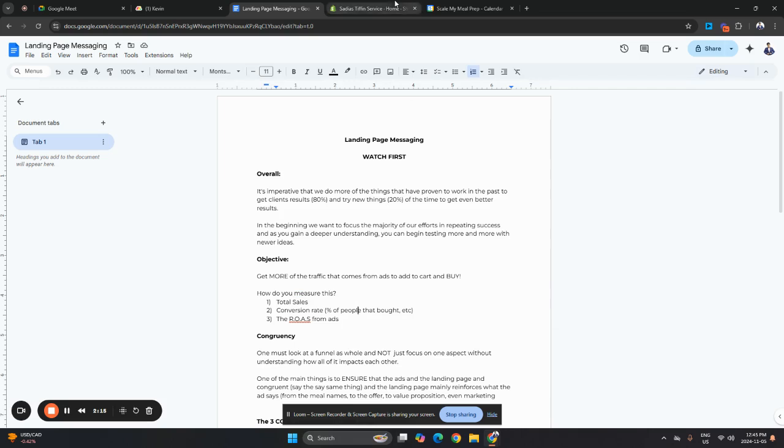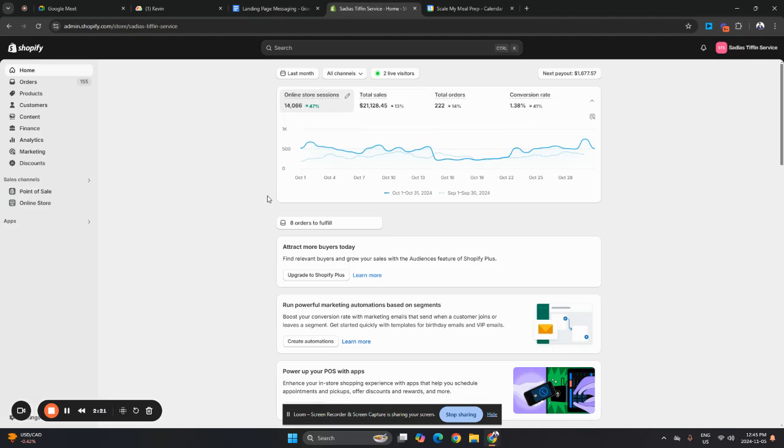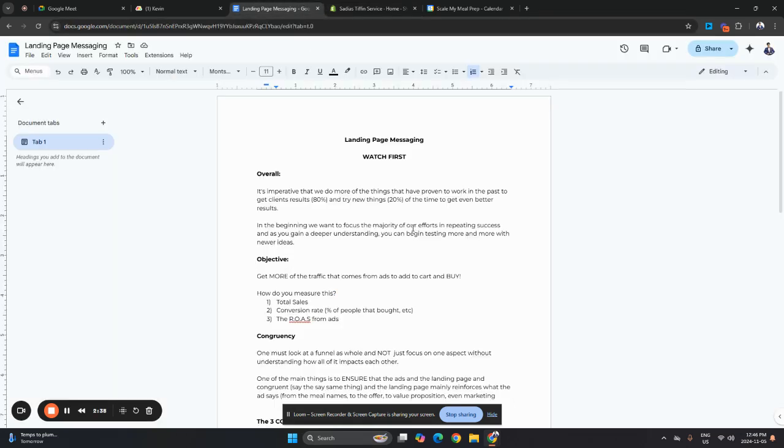A conversion rate is basically the amount of traffic that they got. So they got 14,000 people that came on the website and only 222 bought, because that's how many orders they have. So 222 divided by 14,000 gives you the conversion rate percentage, essentially how much of the traffic actually became customers.